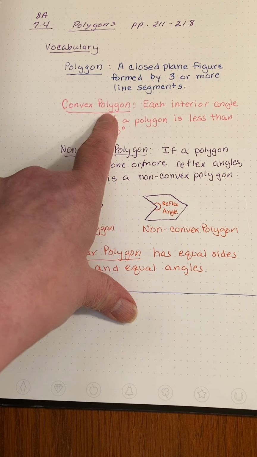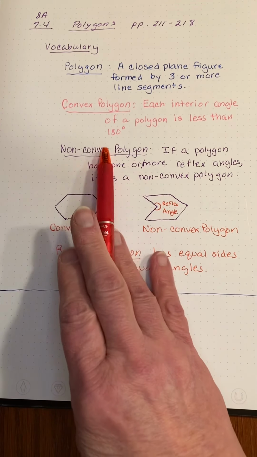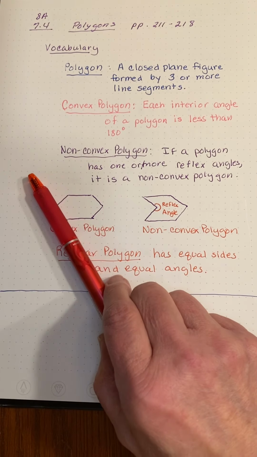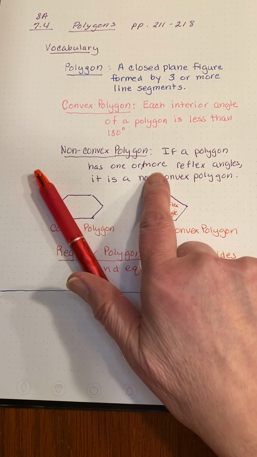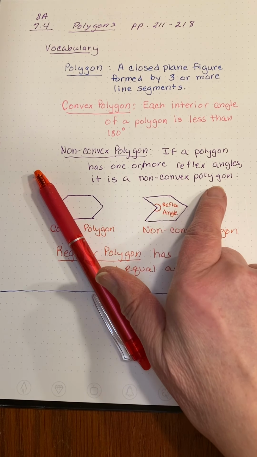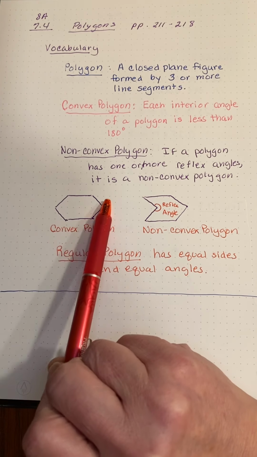A convex polygon is a polygon where each interior angle of that polygon is less than 180 degrees. A non-convex polygon is the situation where if a polygon has one or more reflex angles, it is a non-convex polygon. So just to illustrate, here we have a convex polygon.